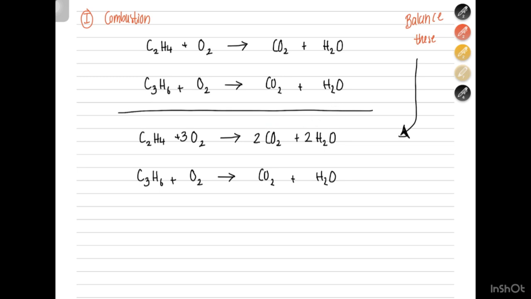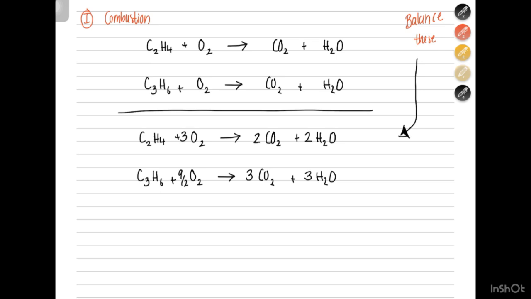And then with propene, let's try to do this. 3 carbon here, so 3 carbon over there, and then hydrogen 6, so 3 into 2 is 6 here. How many oxygen are there? 3 plus 3 into 2 is 6, 7, 8, 9. This is going to be 9 by 2.